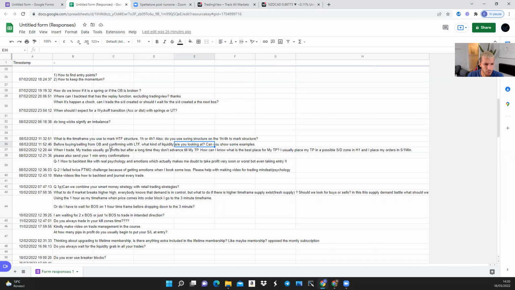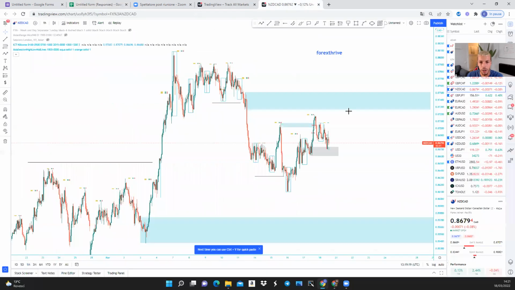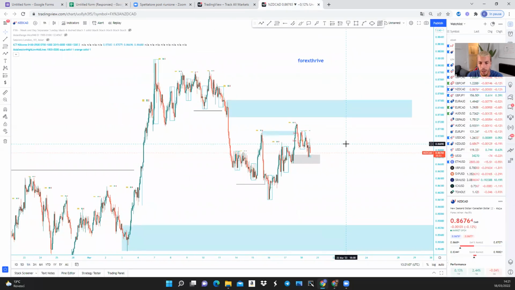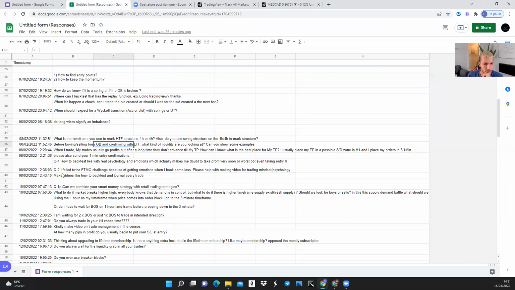Before buying or selling from an order block and confirming with lower time frames, what kind of liquidity are you looking at? Can you show examples? I look at previous highs liquidity. I didn't really understand the question, to be honest. I look at liquidity in general. Every setup is different. Every setup has either trendline liquidity, previous lows or previous highs liquidity, Asian range liquidity.